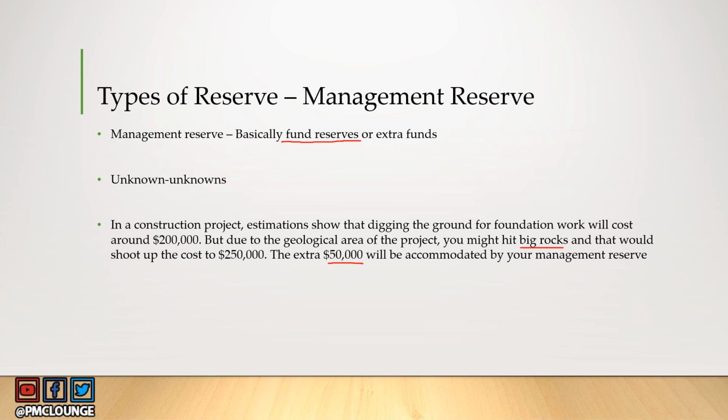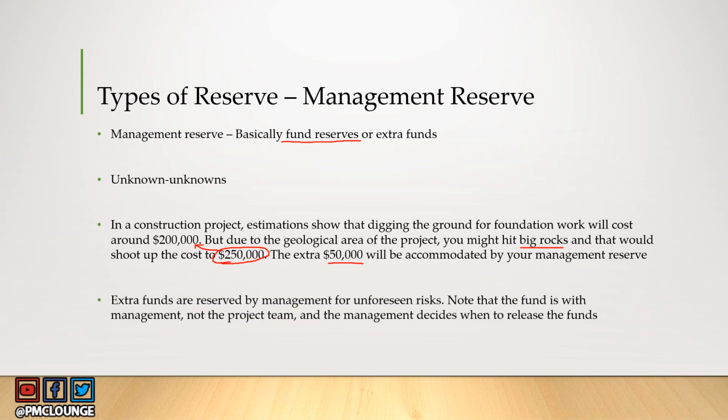So, if there was a way to know that the geological area where we are doing the digging work has big rocks, then we would have estimated for $250,000 itself and not $200,000. So that's how we are dealing with unknown unknowns when it comes to management reserve, because there was no way to know that we are going to hit big rocks, and that's the reason why we estimated 200,000 US dollars. But when we hit big rocks, we shot up the cost by $50,000 more, and the total cost came out to be 250,000 US dollars. This $50,000 was accommodated by management reserve because this was an unknown unknown for sure.